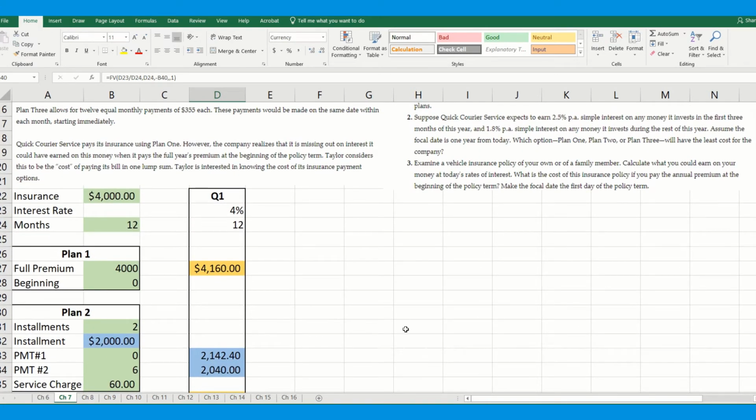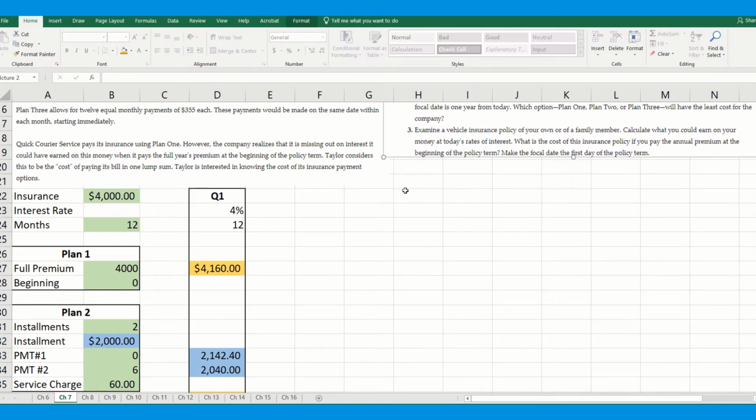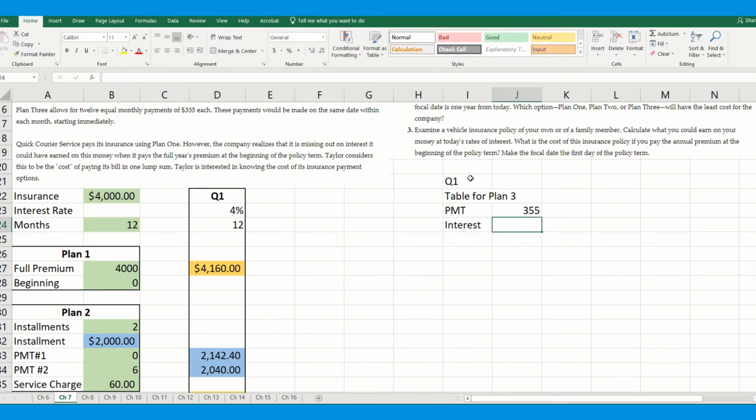So what I'm going to do is go over here, and I will move that back up there. And so I'm going to create a table. So I'll put it over here. So I'll just call it table for plan 3, and it's actually going to be question 1. So what we're going to do here is put the information that's important here. So we know that we have a payment of $355. We know that the interest was 4%. And then I'm going to create the table.